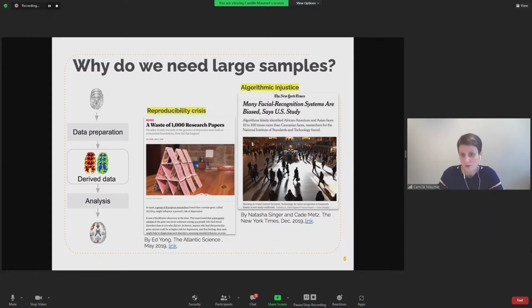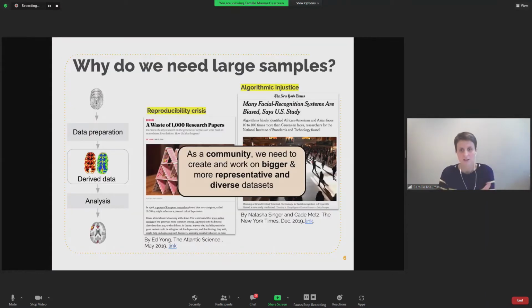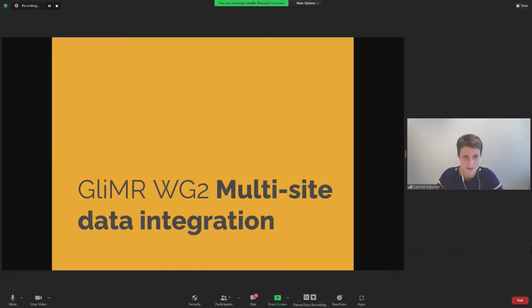So overall, as a community, and this is true not only in these examples but in any field using data, we need to create and work on bigger and more representative and diverse data sets. And in order to reach that, one of the ideas with GliMR is that we can come together and share data sets so that, jointly, we can create bigger data sets.